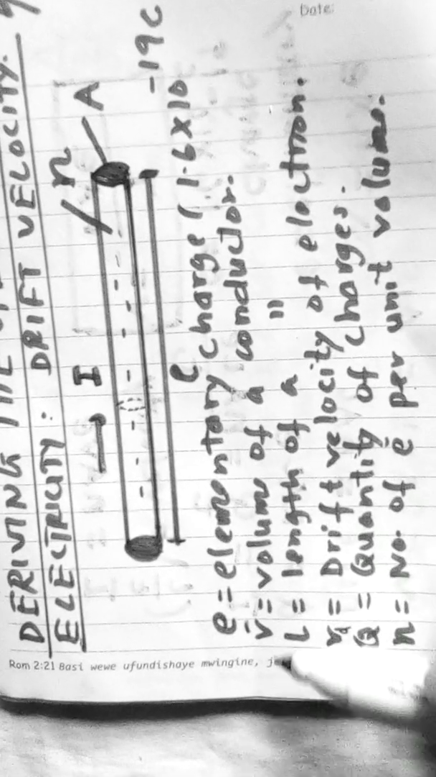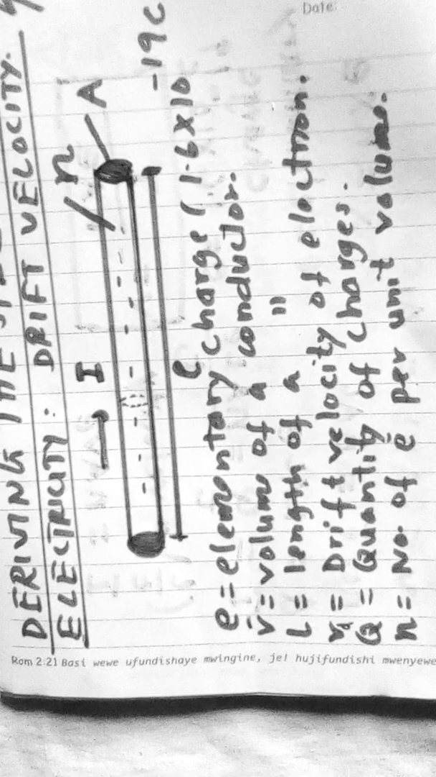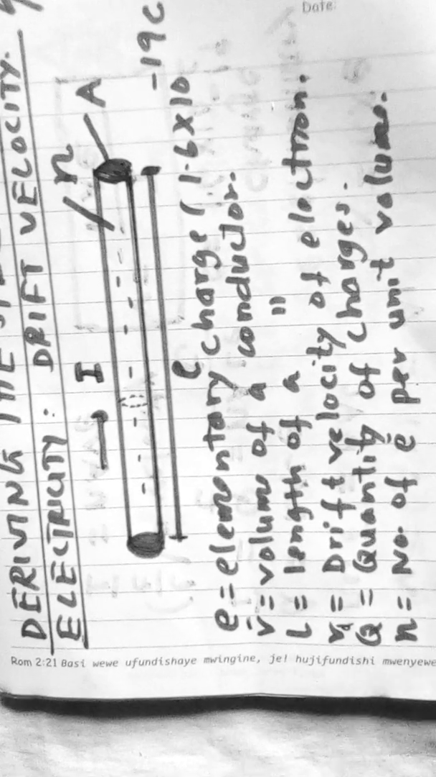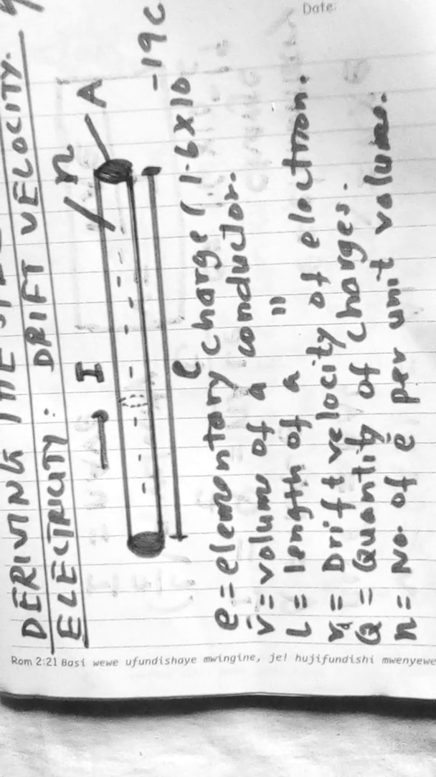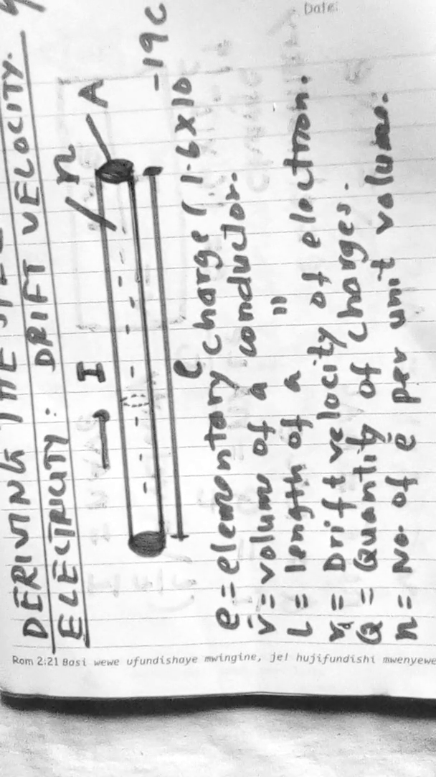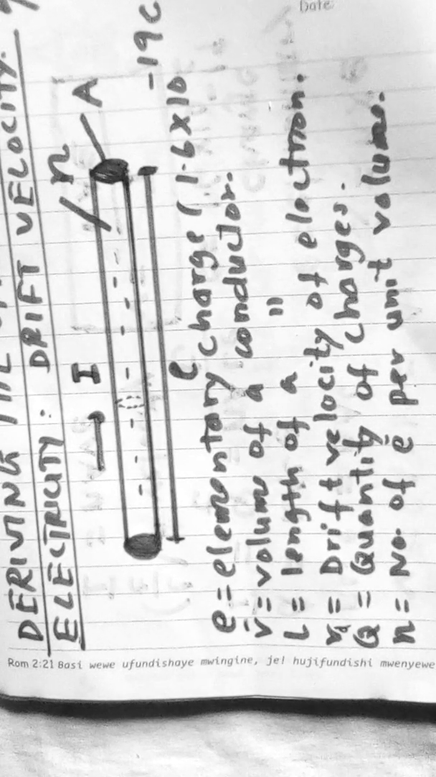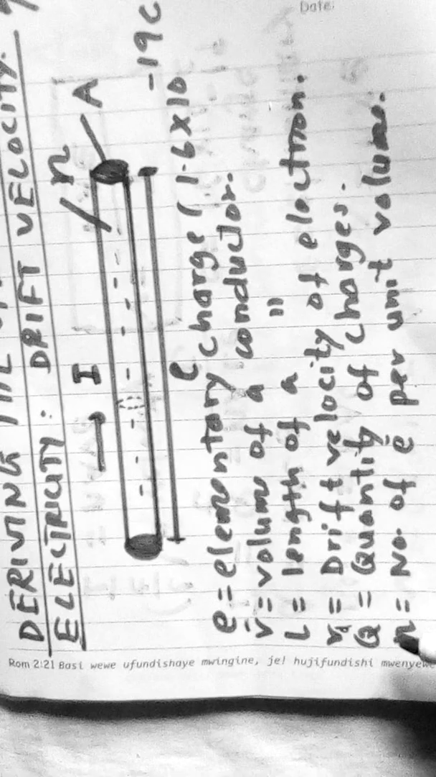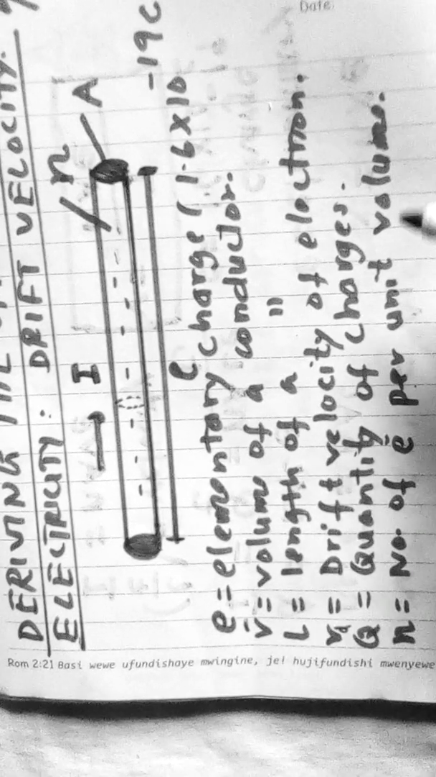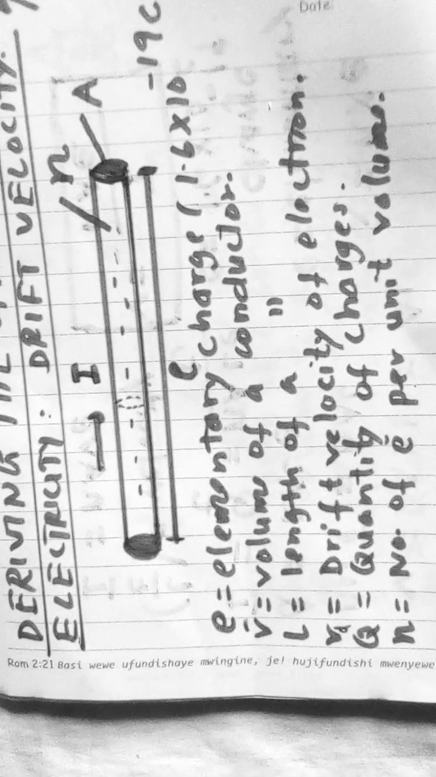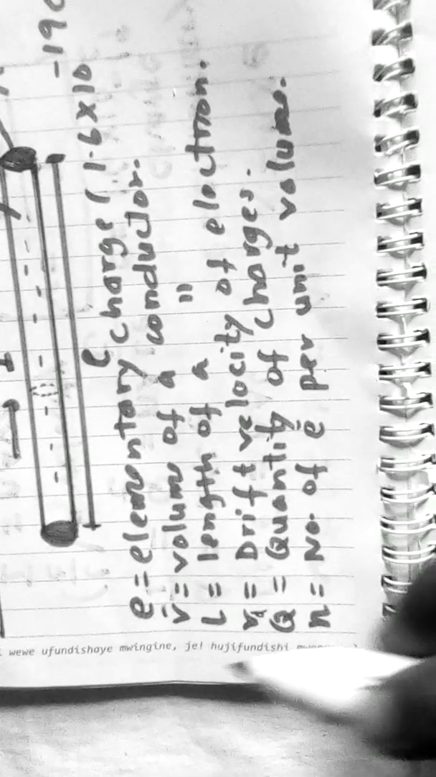We're going to need V. This is the volume of the conductor, very simple to understand. We're going to have L, the length of the conductor, and Vd, the drift velocity of electrons, which we are looking for. And Q, the quantity of charge flowing in this conductor, and n, the number of electrons per unit volume of this conductor. Having told you these variables, now let's begin.